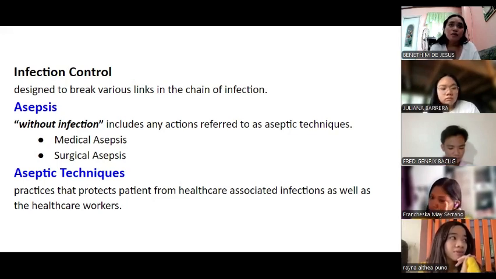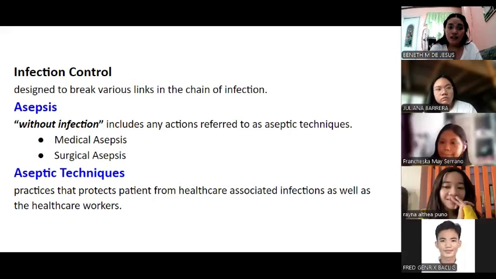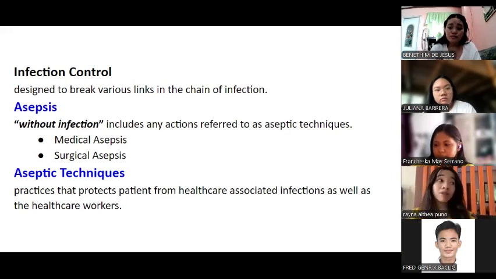So, syempre, hindi lang naman natin pinoprotektahan yung mga patients natin, pinoprotect din natin yung ating mga sarili kasi tayo yung nagbibigay sa kanila ng care. So, kailangan alagaan din natin yung sarili natin.